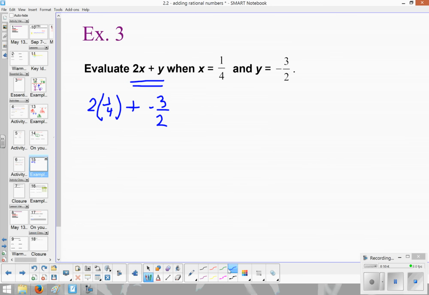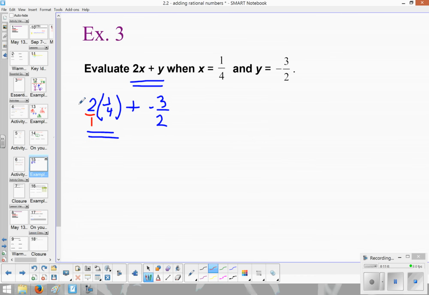So what we're going to do is we're going to solve this according to PEMDAS first. So in PEMDAS, it says we multiply first before we add. So we're going to multiply 2 times 1/4. Now, since 2 is not a fraction, I'm just going to put a 1 underneath, as we learned in 2.1. Anytime you want to make a number a fraction, put it under 1.